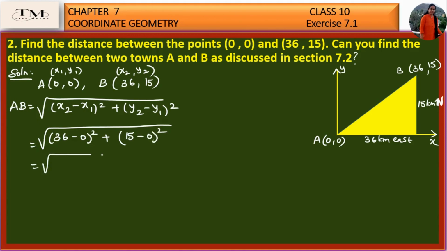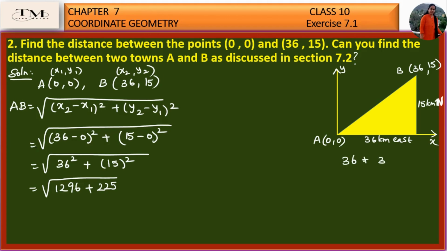So 36 minus 0 is 36, so 36 square, plus 15 minus 0 is 15, so 15 square. What is 36 square? 36 square is nothing but 1296. 15 square is nothing but 225. If you find it difficult to multiply 36 into 36, you can do it as 36 is nothing but 30 plus 6.